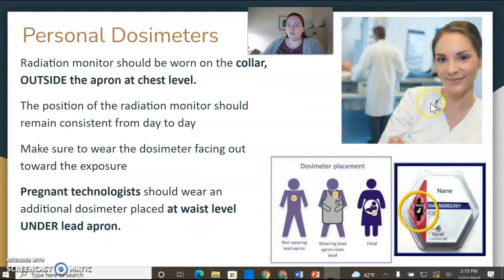The dosimeters that you wear are the radiation monitor. It's supposed to be at the collar, outside the apron. Don't put it under your apron. It's not going to read. The position should remain constant for the day. Make sure you wear it facing out correctly so it gets the correct reading. Don't wear it backwards. Pregnant technologist is going to wear their second dosimeter. That fetal dosimeter is going to be under the lead apron. So the fetal goes under.